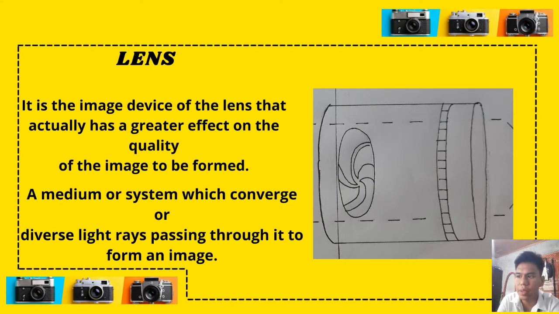Next one is we have lens. This is the image device of the lens of the camera that actually has a greater effect on the quality of image to be formed. This is important because this allows enough light to pass through it and also focuses the light to the sensor of the lens. Okay, and this is a medium or system which converge or diverse light, meaning pag-iisahin niya yung light sa isang focal point. Kaya ang kalalabasan nun ay makakapag-produce ka ng sharper and mas magandang quality na image.